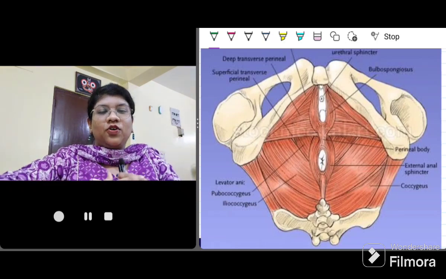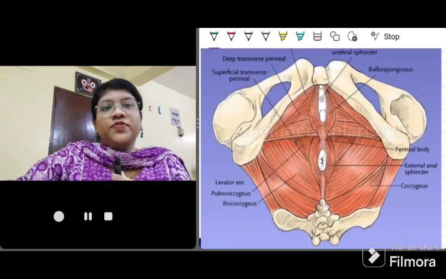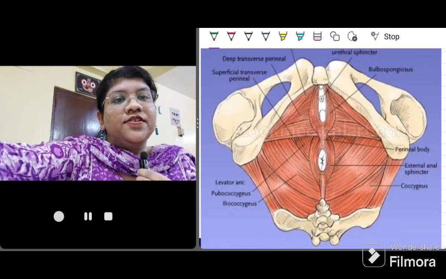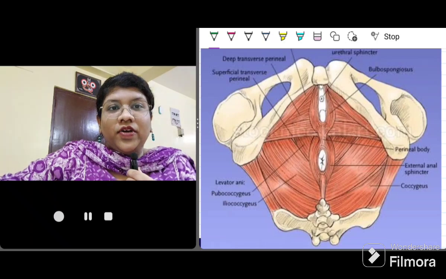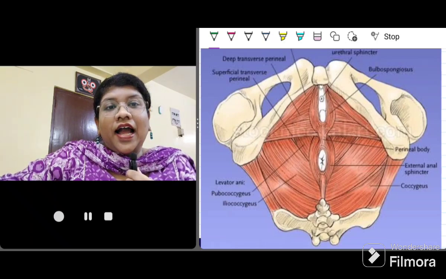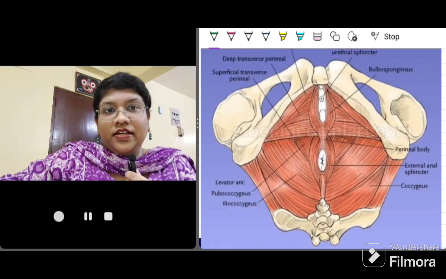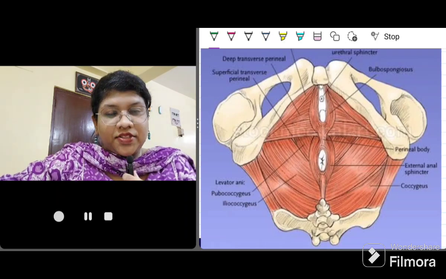So how do you define OASIS? OASIS, or the obstetric anal sphincter injury, is defined as the disruption of the perineal body with the division of the anterior part of the anal sphincter with the loss of the distal portion of the rectovaginal septum.